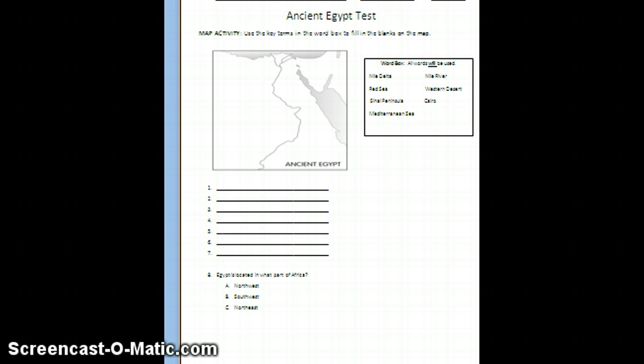Number 12. True or false? The social class of scribes and craftspeople is more populous than that of the class of farmers, servants, and slaves.